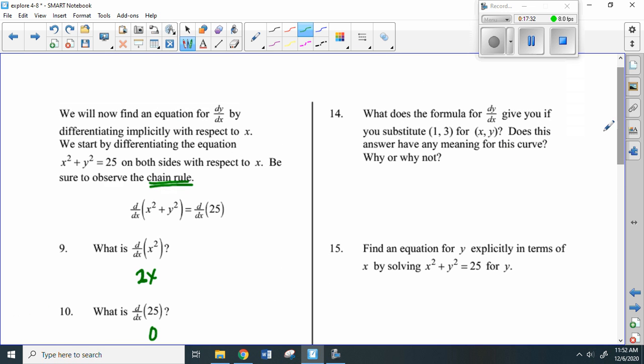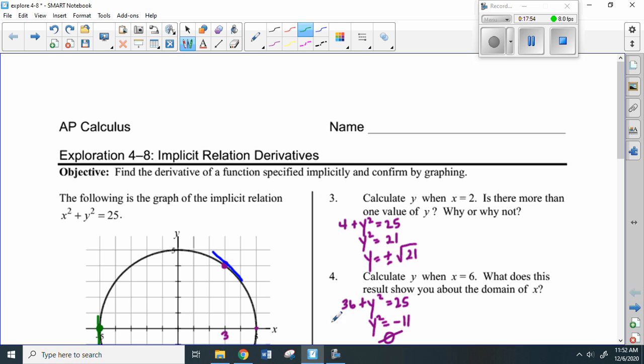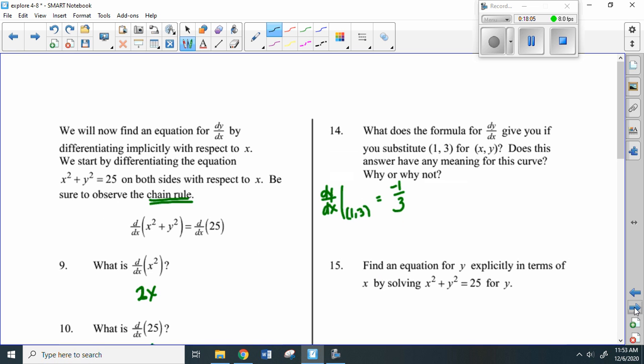All right, so let's say, what does the formula give you for dy over dx if you substitute in 1, 3? Well, remember, we got negative x over y, so we get -1/3. Well, does this answer have any meaning for this curve? Okay, well, let's go back to our graph. Let's find the point 1, 3. All right, and now think about where that is, and then think about the question. Does this answer have any meaning for this curve? Well, no, because the point's not on the curve.